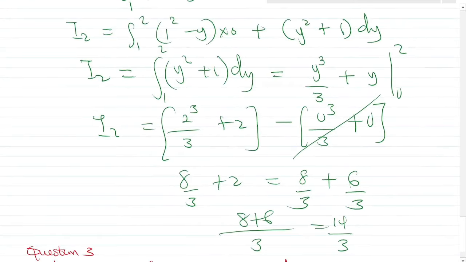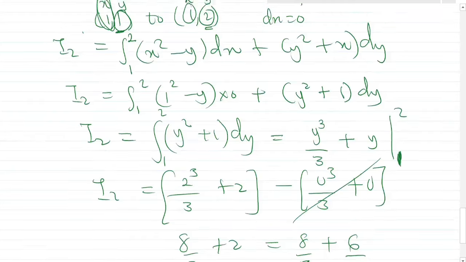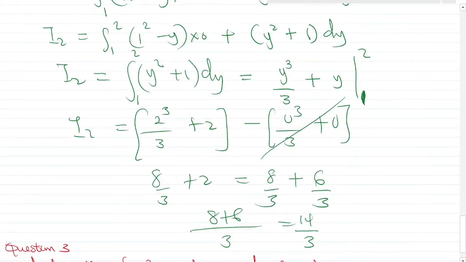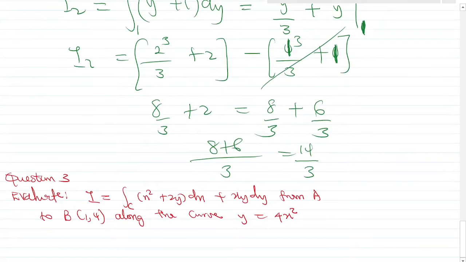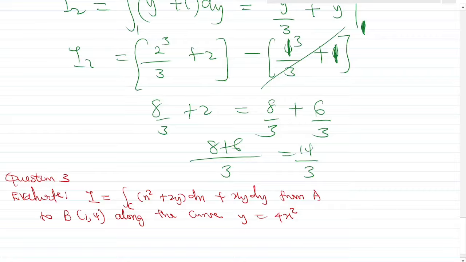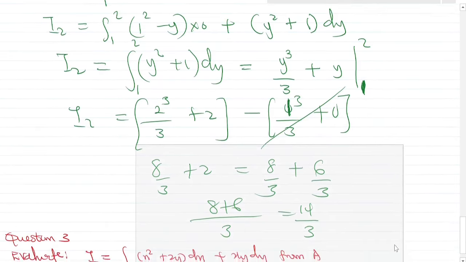Oh, I've made a mistake. It's from 2 to 1, or 1 to 2 rather. So the lower limit should be 1 cubed over 3 plus 1. So I've made a mistake. Anyway, nothing spoils, because it means that everything here is now 14 over 3, which is what I will just have to change.